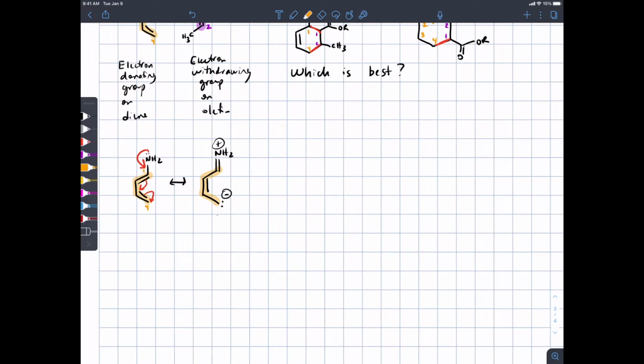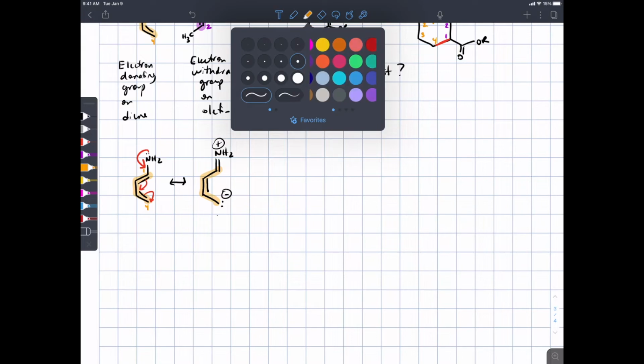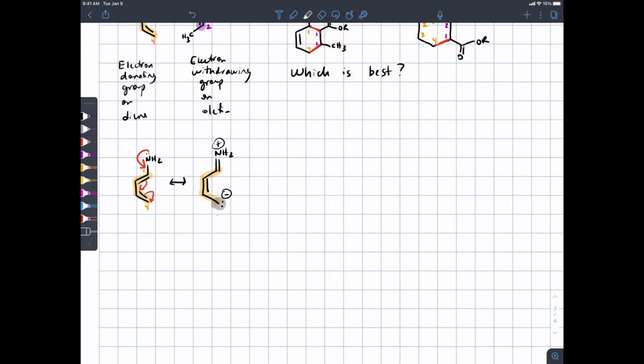So that tells us something. It tells us that carbon 4, which I'm going to highlight in gray, orange carbon 4, is electron rich. Now, some of you might be saying, couldn't you draw a resonance structure where there was a negative charge on carbon 2, and wouldn't carbon 2 be electron rich as well?